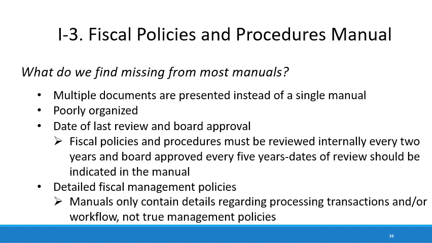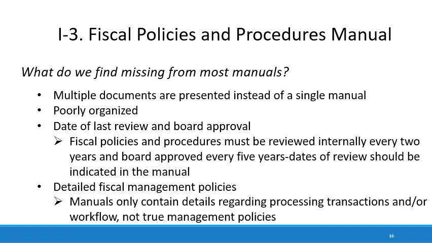The next area of review is your agency's Fiscal Policies and Procedures Manual. Common issues we find with the manual are that policies are not centralized in one document. For example, some are in the personnel manual, some are in a separate procurement manual, others are in the governing board procedures.